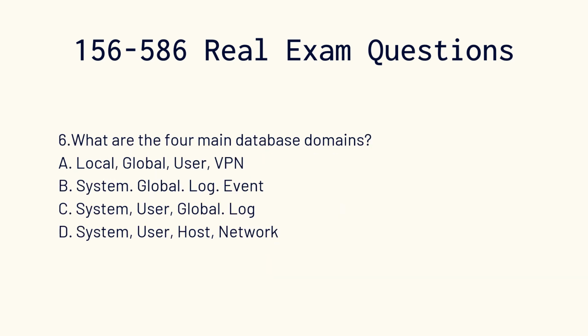6. What are the four main database domains? A. Local, global, user, VPN. B. System, global, log, event. C. System, user, global, log. D. System, user, host, network.